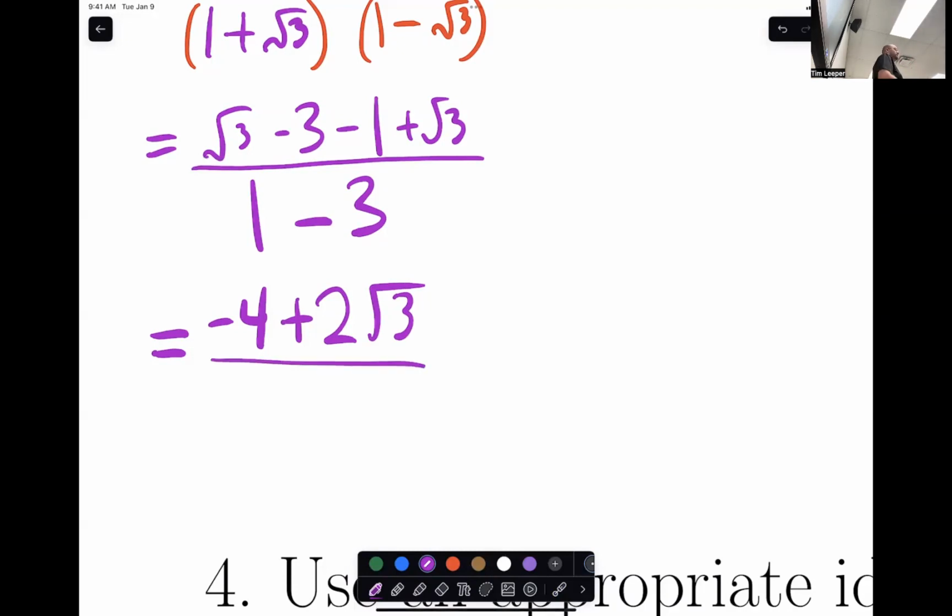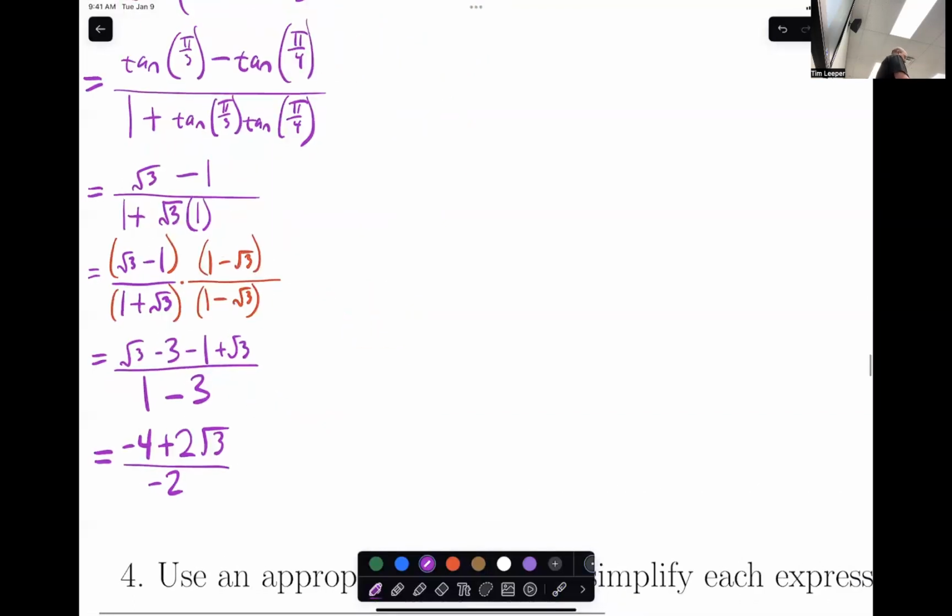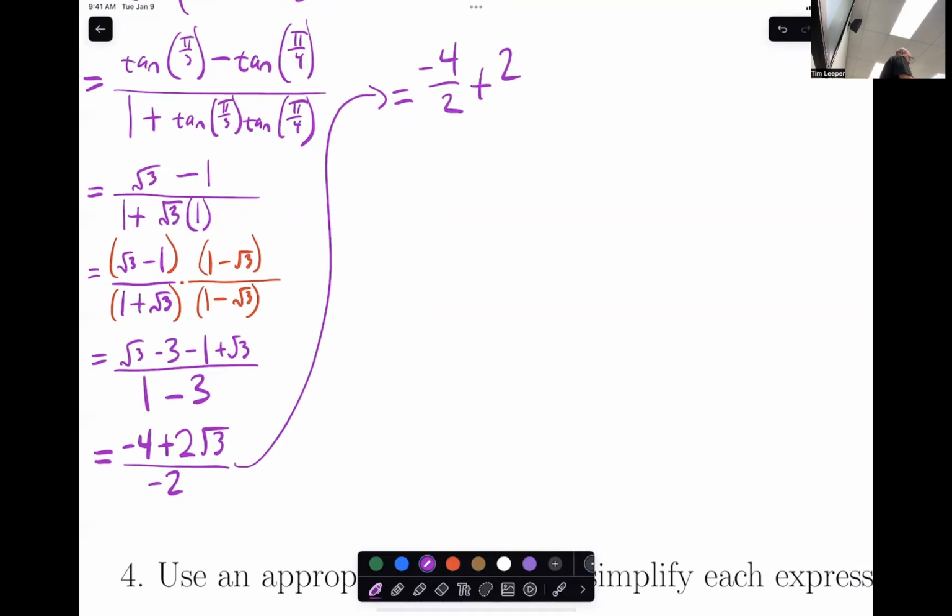And then all over 1 minus 3. What is that? Negative 2. Wonderful. And at this point, you can just break it up into 2 separate fractions. The 2's cancel. Careful. You have to break it up. And then the negatives cancel.